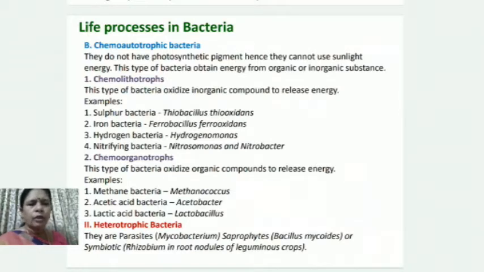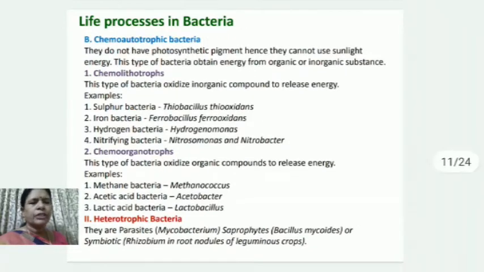Then about chemoorganotrophs. This type of bacteria oxidize organic compounds to release energy. Example, methane bacteria, Methanococcus. Then acetic acid bacteria, Acetobacter. Lactic acid bacteria, example is Lactobacillus. Then what about heterotrophic bacteria? They are parasites, like Mycobacterium, saprophytes like Bacillus mycoides, or symbiotic Rhizobium in root nodules of leguminous crops. These are all the examples for heterotrophic bacteria.